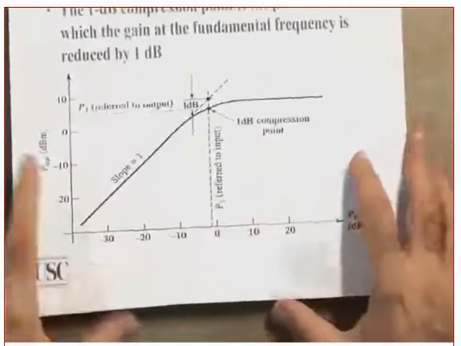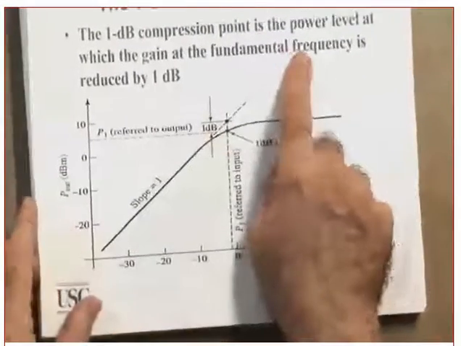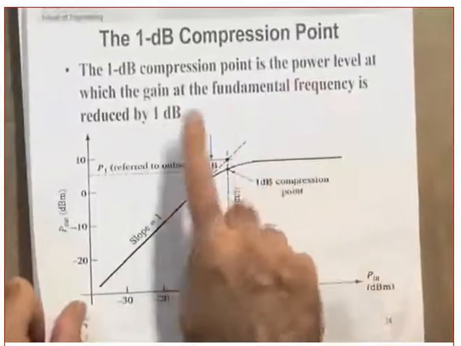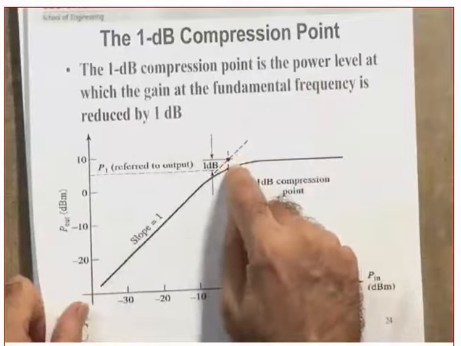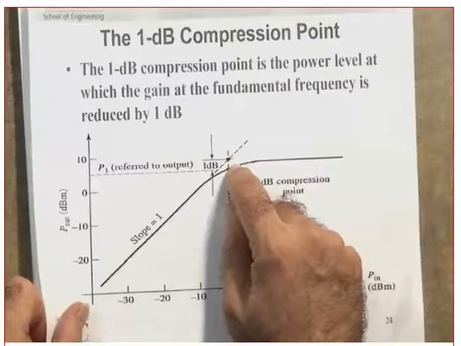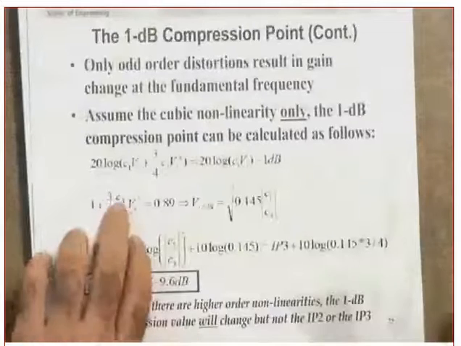Hold your question for 1 minute. How do I get the 1 dB compression? Let's see if you can help me. The 1 dB compression again is the power level at which the gain at the fundamental frequency is reduced by what? 1 dB from the what? From the linear. So what do I do?